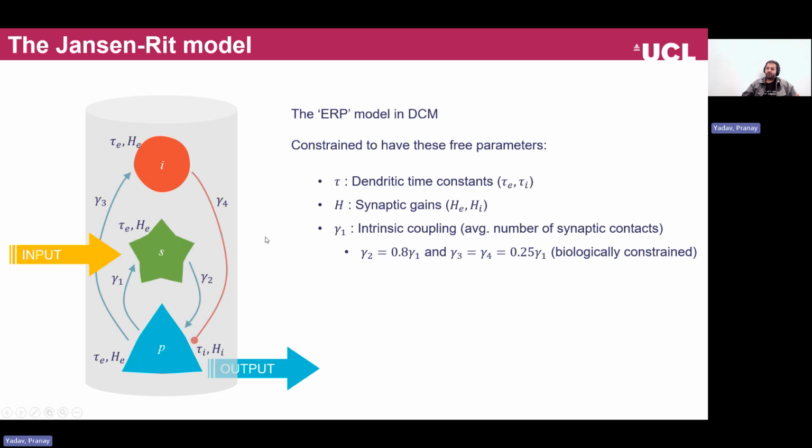Right. So what we have now is the ERP model in DCM, which is constrained to have these three parameters. The two dendritic time constants, excitatory and inhibitory, are shared between populations. H is the synaptic gain. Again, these are shared parameters. And the four gamma values are the intrinsic coupling strengths, which are derived from biological estimates.